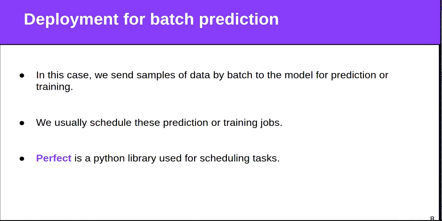Deployment for batch prediction is the second case, and here we are talking about sending samples of data, by batch or chunks of data, to our model in order to do prediction or maybe training. So it's not real-time access to the model, but we send the data that our model will deal with, and we are asking for a scheduling of tasks. When the data comes, we are scheduling new jobs that will be executed at certain points to do the training or the prediction, and then the result will be sent back to the client. Prefect is a Python library that is usually used in these cases for scheduling tasks.